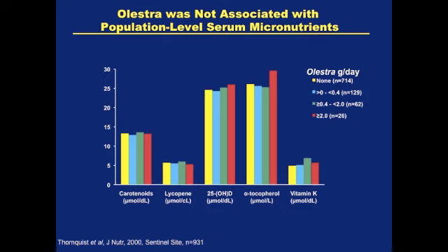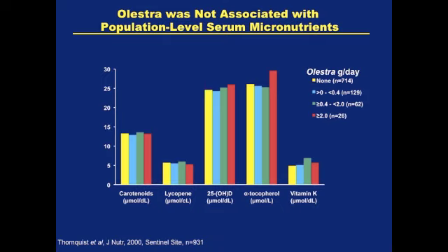Olestra wasn't associated with serum micronutrients in this sample. Absolutely nothing with carotenoids, nothing with lycopene. The only thing that was at all interesting was the slight increase in alpha tocopherol among the so-called high Olestra consumers. And I want to point out the distribution of Olestra consumption per day.